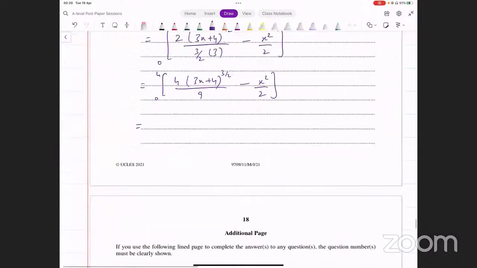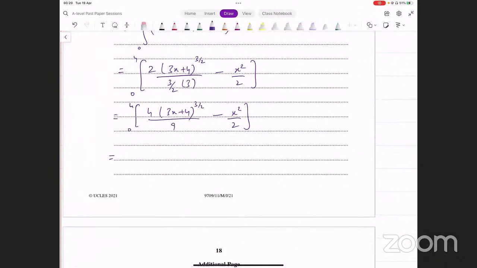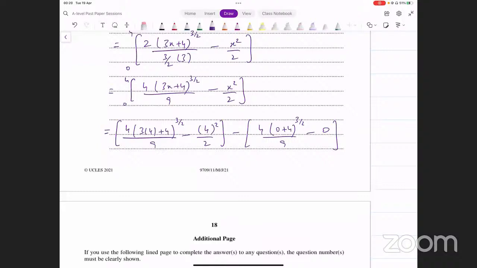Limits input करके दिखाना जरूरी होता है, otherwise आपको marks नहीं मिलेंगे पूरे. 4 input करें. 4 into 3 into 4 plus 4 whole raised to power 3 over 2 divided by 9 minus 4 squared over 2. ये 4 input कर दिया. Subtract from that the case when you input 0, that gives you 4 into 0 plus 4 whole raised to power 3 over 2 divided by 9 minus 0. That's what you've got. दोनों brackets को अलग-अलग evaluate कर लें. That's going to be less prone to error.